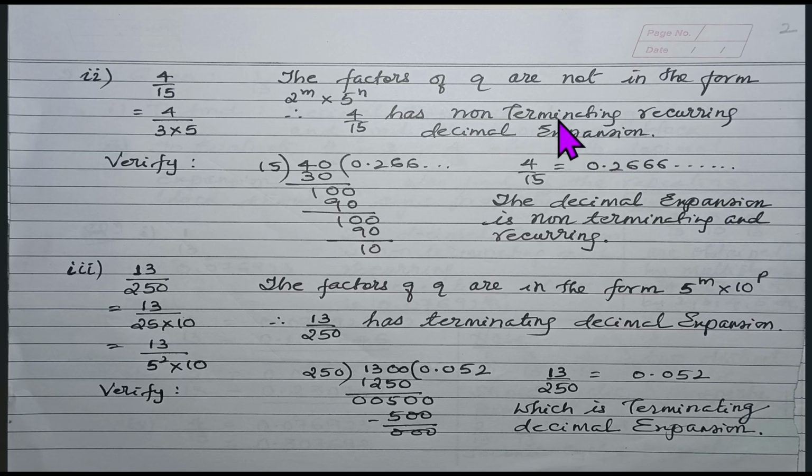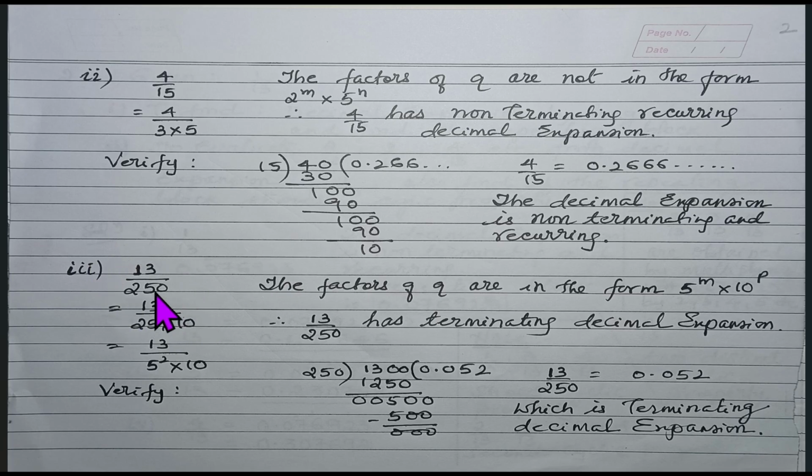So please remember this. If the factors of q are different from 2 raised to m and 5 raised to n, definitely it will have a non-terminating recurring decimal expansion, and we can verify it by long division method. By long division method, we find it is 0.266, and it will repeat, therefore it is 0.26 bar. The decimal expansion is non-terminating and recurring as far as the rational number 4 by 15 is concerned.